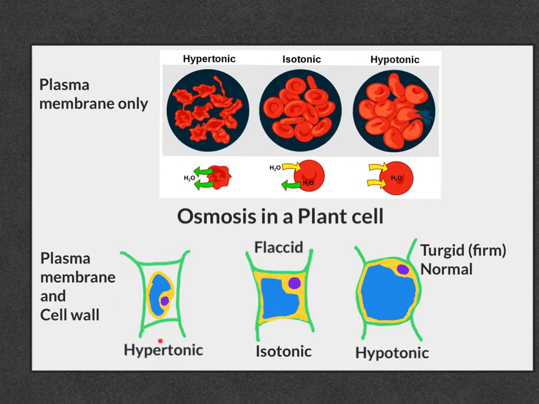Now, for a plant cell in a hypertonic solution, the outside solution is more concentrated than the inside solution, and therefore water flows out. This is what is going to happen here. The plasma membrane is going to shrink within the cell wall, but remember, because of the nice rigid cell wall that protects it, it's not going to change the cell wall itself. But the solution within the plasma membrane would shrink, and this is referred to as plasmolyzed.